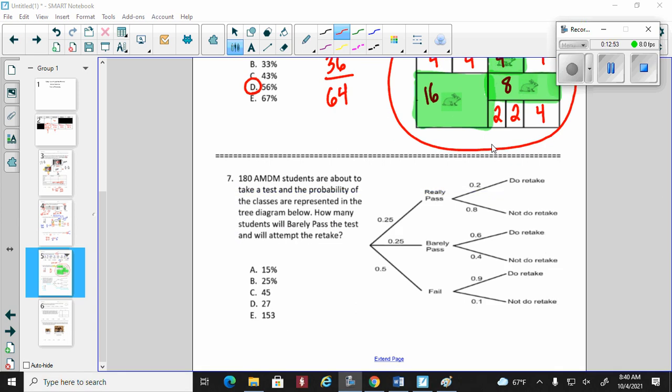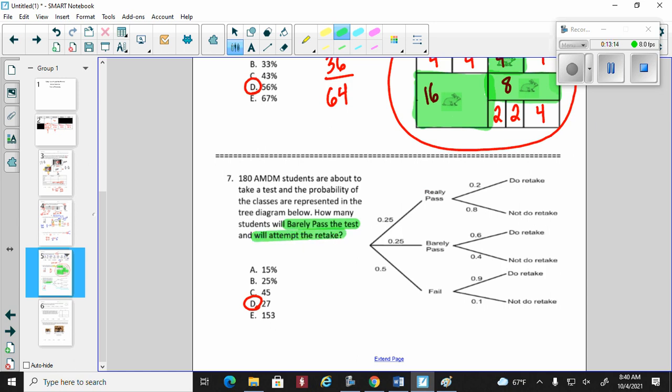All right, moving on to question number 7. The answer is D. All right, so let's see. It says 180 students are about to take a test. What is the probability, I'm sorry, how many people will barely pass the test and will attempt the retake?